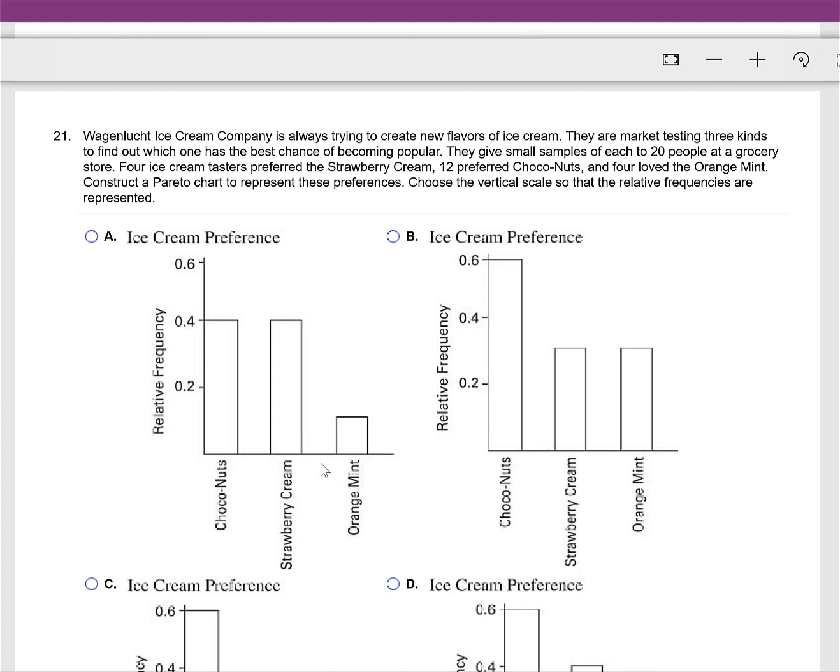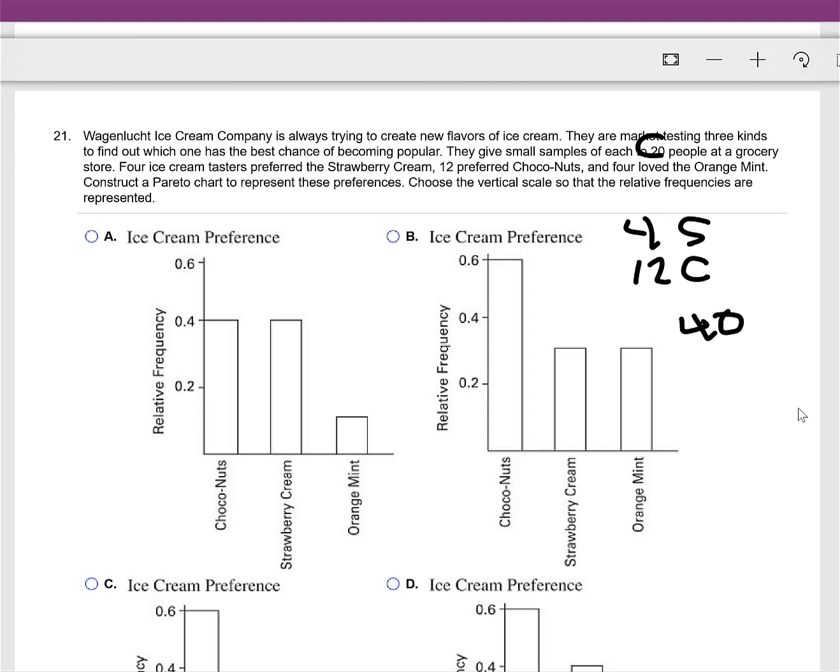We've got an ice cream company, and they're always trying to create new flavors of ice cream. They're marketing 3 kinds to find out which one has the best chance of becoming popular. They have 20 people at a grocery store. 4 of them wanted strawberry, so we've got 4 for strawberry. And we have 12 for chocolate. Looks like chocolate's pretty popular. And then 4 for orange. And they want us to construct a Pareto chart.